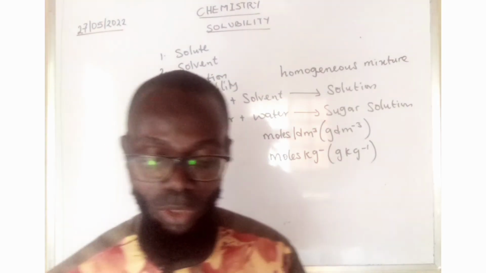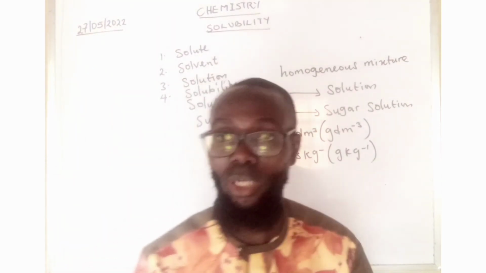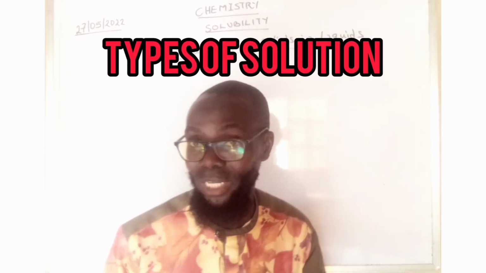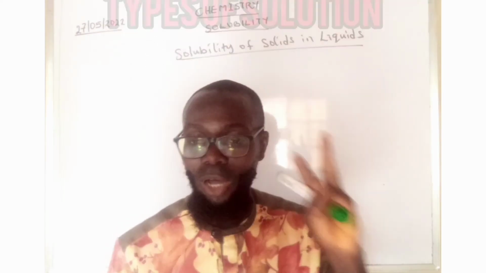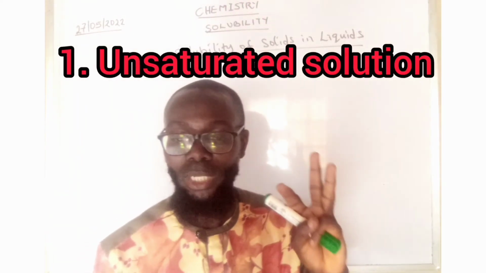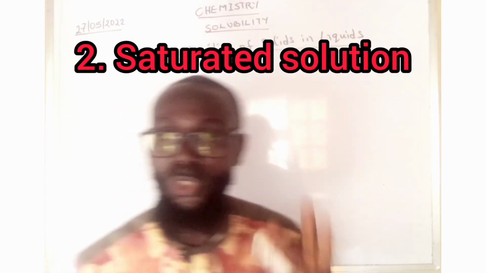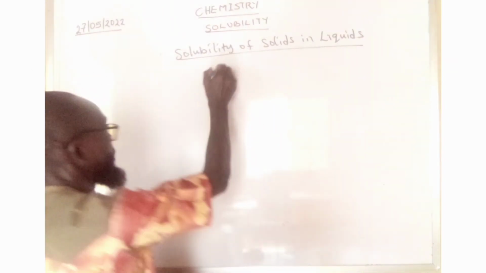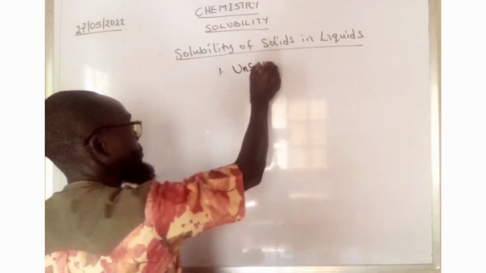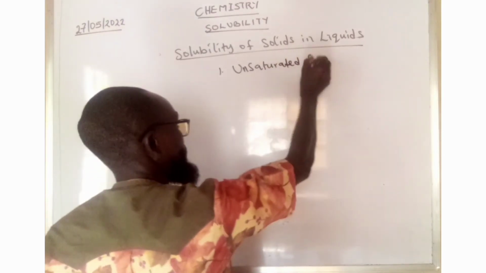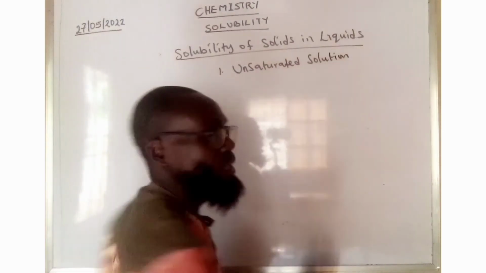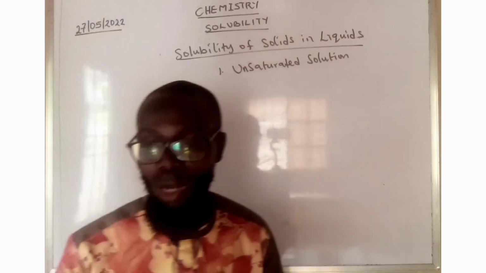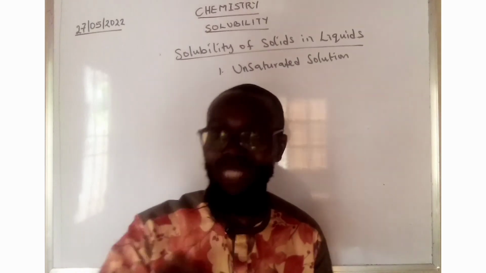Now, the next one we talk about is solubility of solids in liquids. Solubility of solids in liquids to form a solution can be divided into 3. 1. Unsaturated solution. 2. Saturated solution. 3. Supersaturated solution. The first one, unsaturated solution. An unsaturated solution is a solution that will dissolve more of the solute at a given temperature.